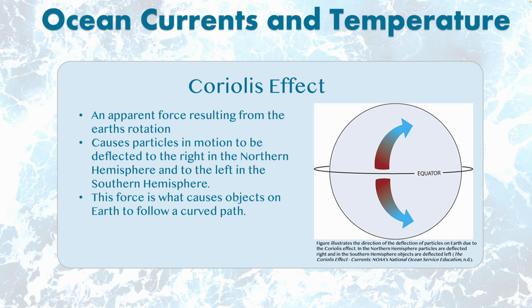Firstly, the Coriolis effect acts upon the particles of water. This is an apparent force resulting from the Earth's rotation. Since the Earth is a sphere that rotates on its axis, different latitudes rotate at different speeds. This is what causes objects to appear to be deflected. If you were standing on the equator facing north, objects in the northern hemisphere would be deflected to the right, and standing on the equator facing south, objects in the southern hemisphere would be deflected to the left. This is what causes particles to follow a curved path.